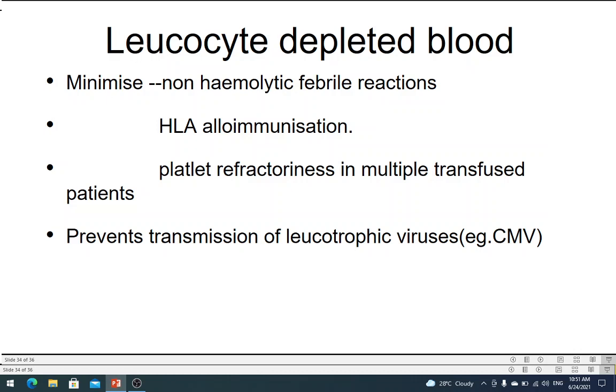Why do you use it? We talked about non-hemolytic febrile reactions, and we said that this is because of the reaction of the recipient to the donor leukocytes, isn't it? So if a patient has already had a blood transfusion and had a severe non-hemolytic febrile reaction, next time when the patient gets a blood transfusion, you would like to prevent it, so you will give blood where the leukocytes have been removed. The other situation is in patients who have already been HLA immunized. There also you would like to use it.